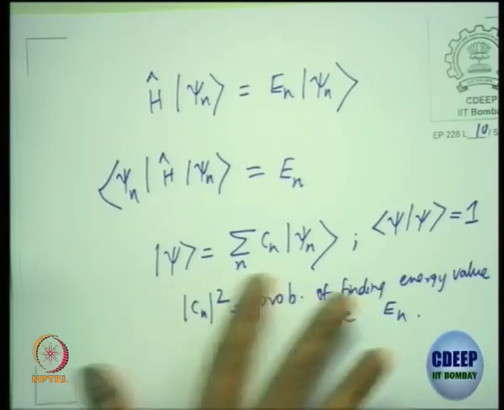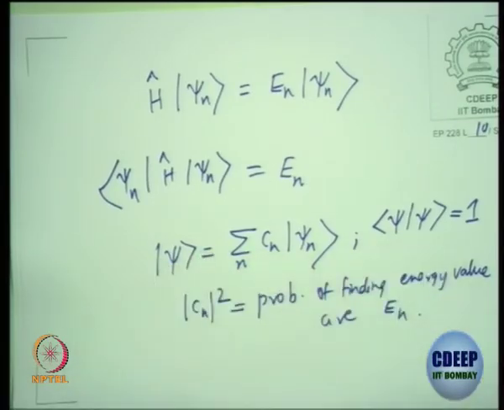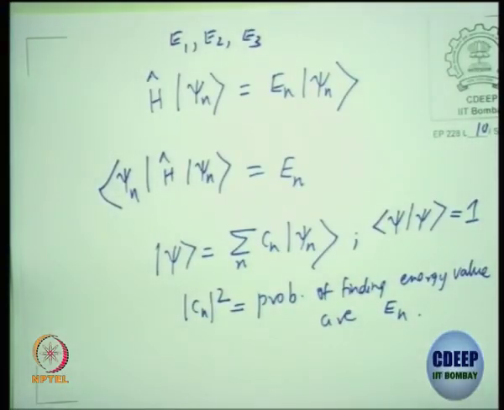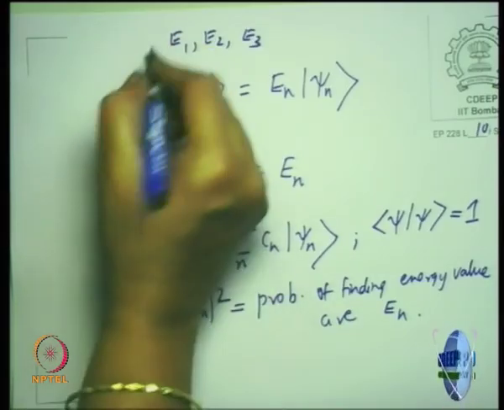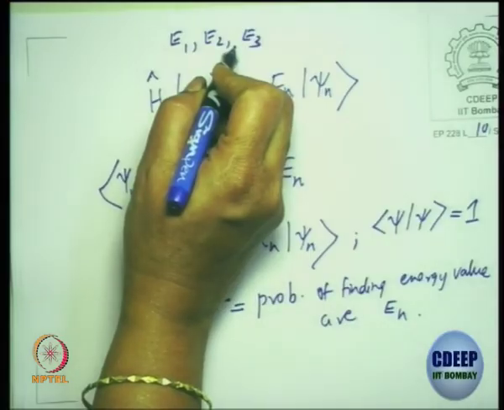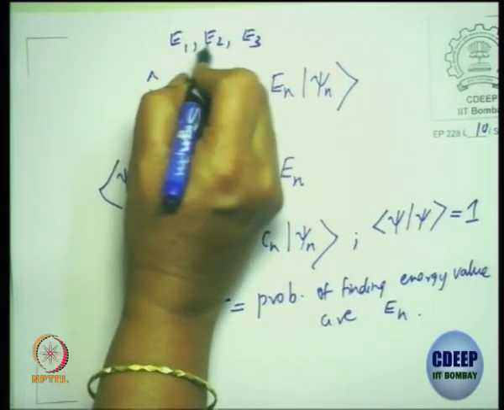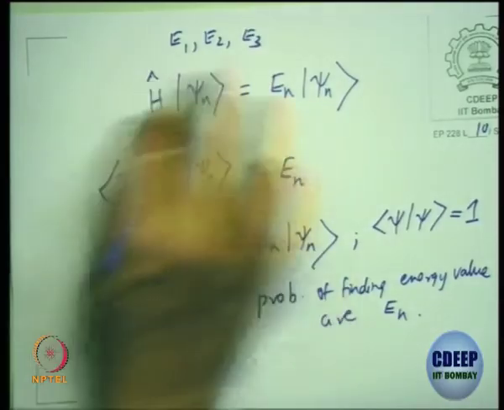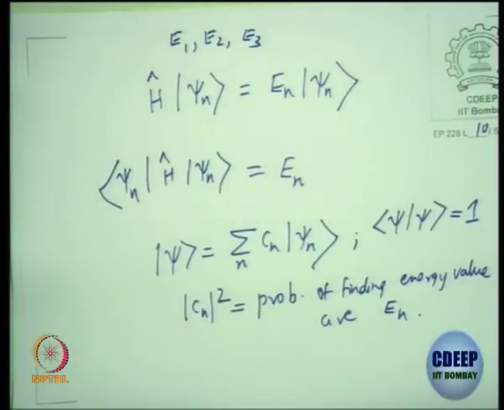So when I take the state and one person does the measurement, he doesn't know whether he will get E1 or E2 or E3, but it will definitely be in that set. If the system has stationary states with energies E1, E2, E3, when he does the measurement, he will not get 1.1 times E1. He will get E1 or E2. You can't get something intermediate in between. He will measure only one of the stationary state energy eigenvalues.